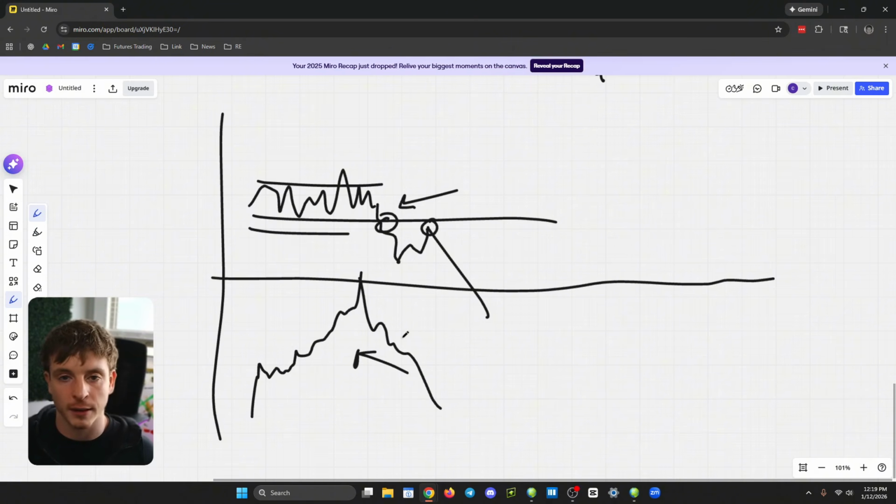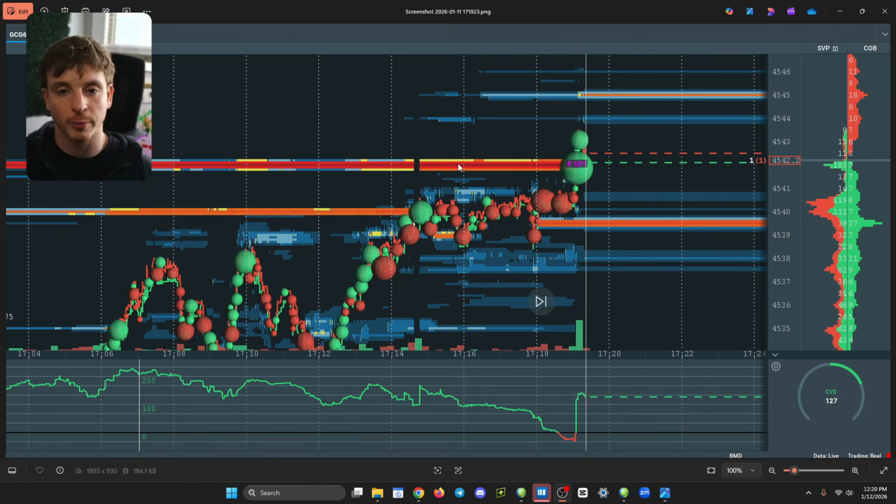I'm not saying it couldn't win. It definitely could end up being a winning trade, but this is just a tip to boost your win rate for this particular setup. All right, so now I'm going to show you guys some real market examples.